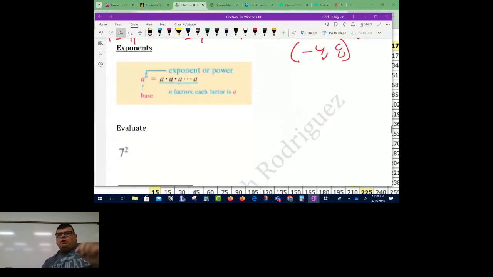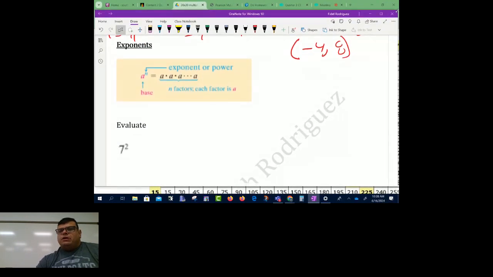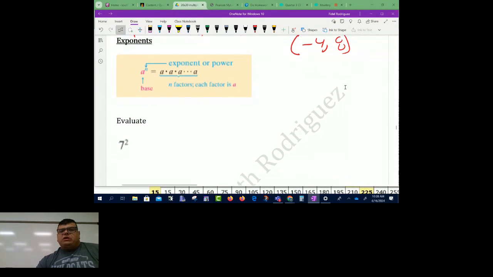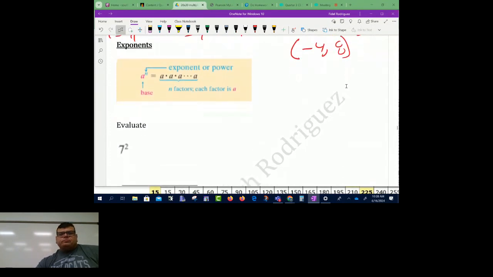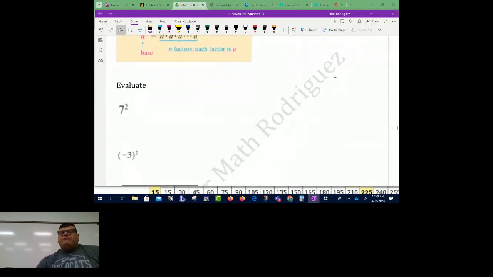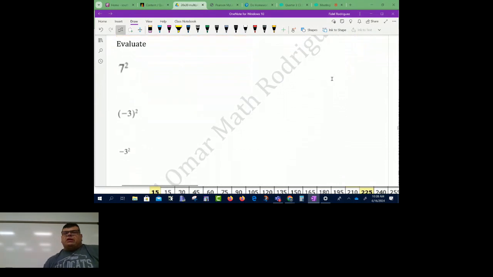Okay, so the next part here, let me see if I can fix this a little bit. There we go. Okay, is dealing with exponents. So again, we've talked a little bit about exponents. It's not like we haven't talked about exponents before. So if I'm looking at this one, 7 squared, remember what that means? It means 7 times 7, which is 49, right?